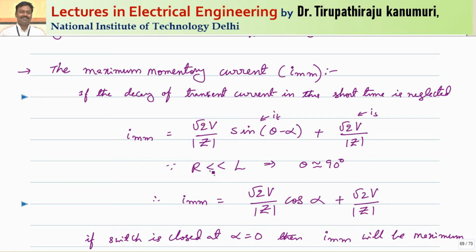So generally, practically, the value of R is far less than X_L. So this theta will be approximately equal to 90 degrees, because theta is equal to tan inverse of X_L by R, and R is negligible. So that's why it becomes 90 degrees.